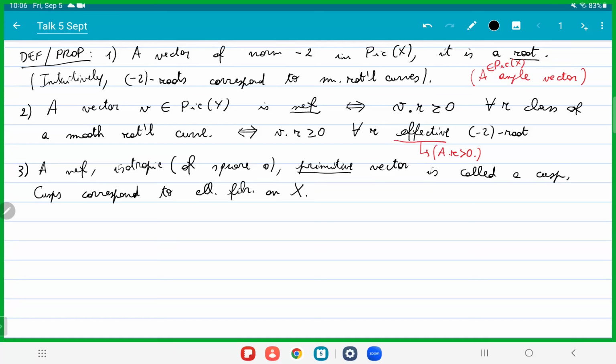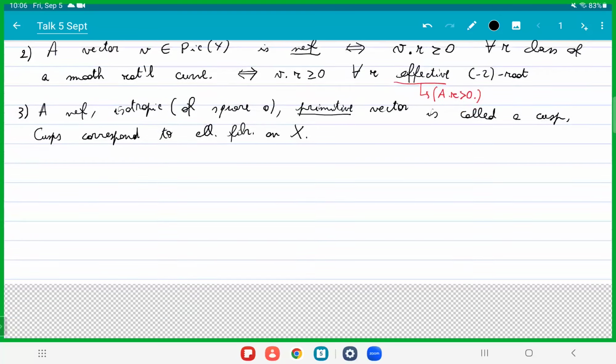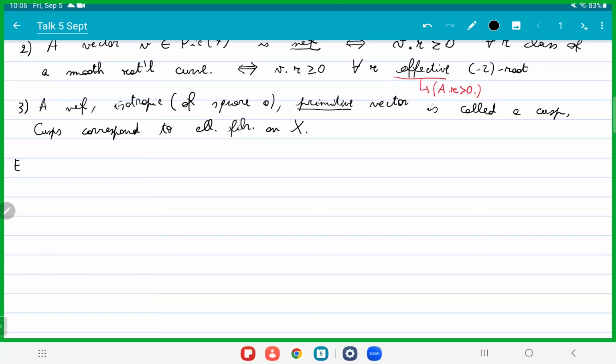So this is quite fun. We have, in a way, translated the property of being a smooth rational curve into being a vector of norm -2 in the Picard lattice. And we have translated the property of having an elliptic fibration to being a vector of norm 0, which is also Nef and primitive, in the Picard lattice. And this is enough to give the following example.